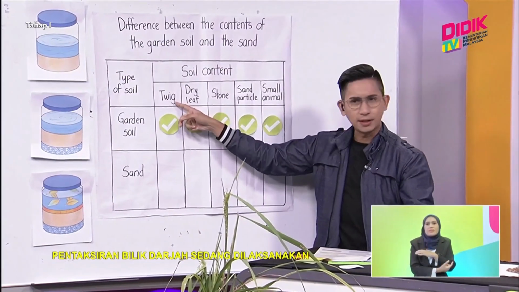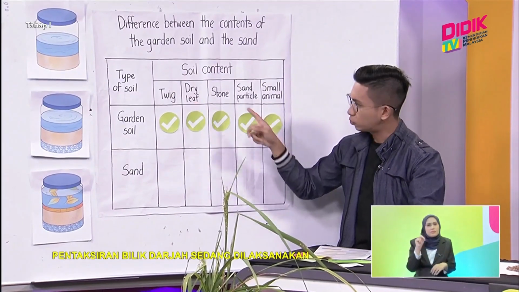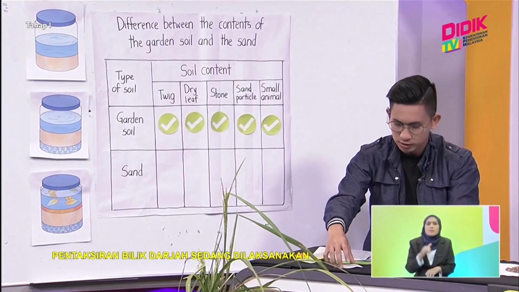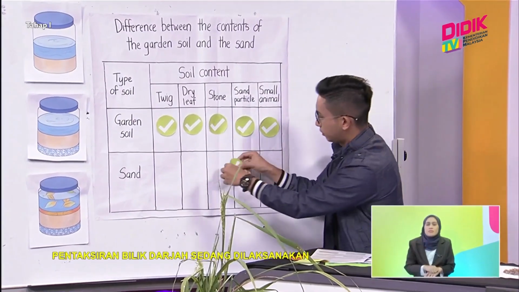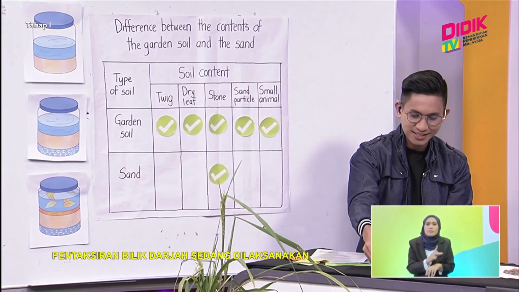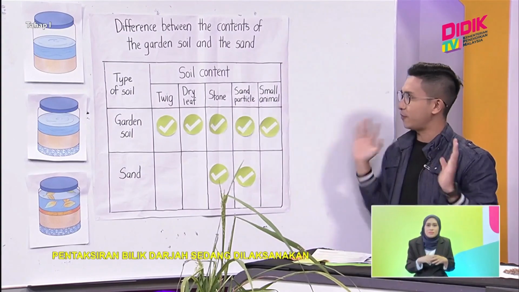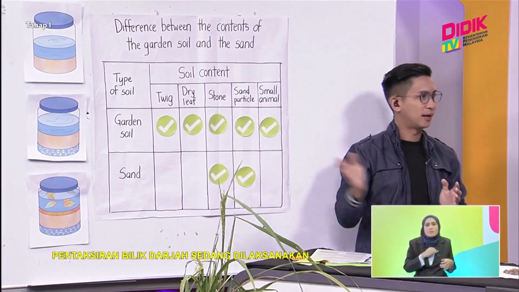No, we didn't see any twigs. Correct. Dry leaf, no. Stones. Yes, we saw some stones earlier. And sand particles. Of course, because it is sand. And there we go. Mr. Q, I finished the table. Very good. How did I do?